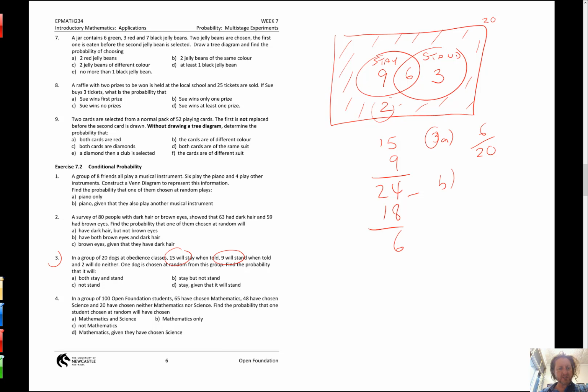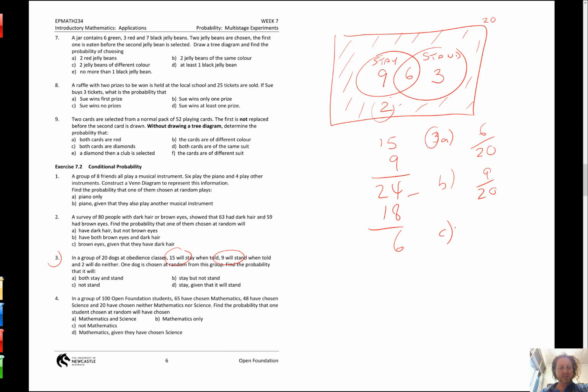Alright, B, are you conditional? What's the probability that a dog at random will stay but not stand? That's not conditional. It's not saying I'm only talking about these stay dogs or the stand ones. No, stay but not stand is these 9 dogs here that will stay, but they're not like the 6 dogs that will stand. Stay but not stand, that's 9 out of the 20.